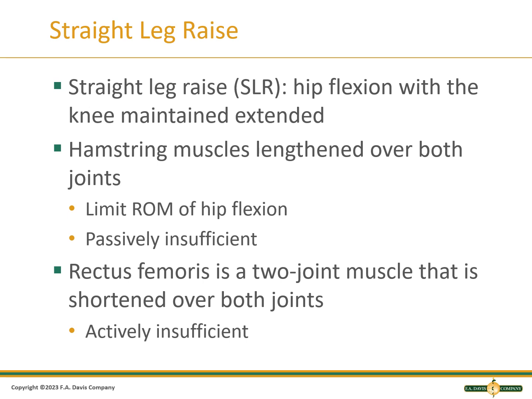On the flip side of that, on the other side of the joint, the rectus femoris is a two-joint muscle crossing the hip and the knee that is being shortened over both of those joints with a straight leg raise. And so rectus femoris is being placed into an actively insufficient position.